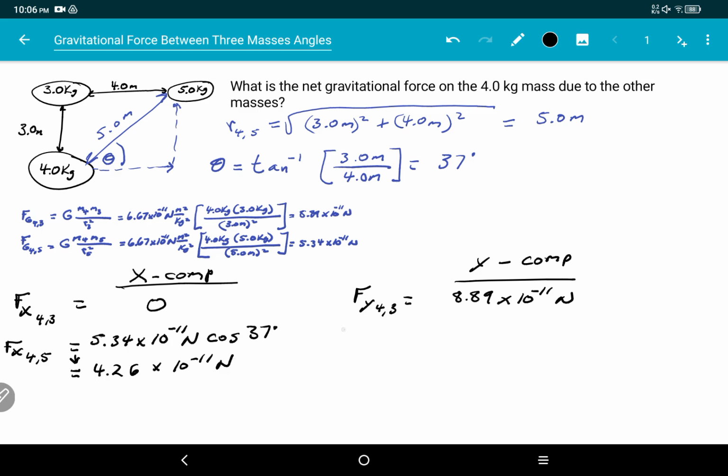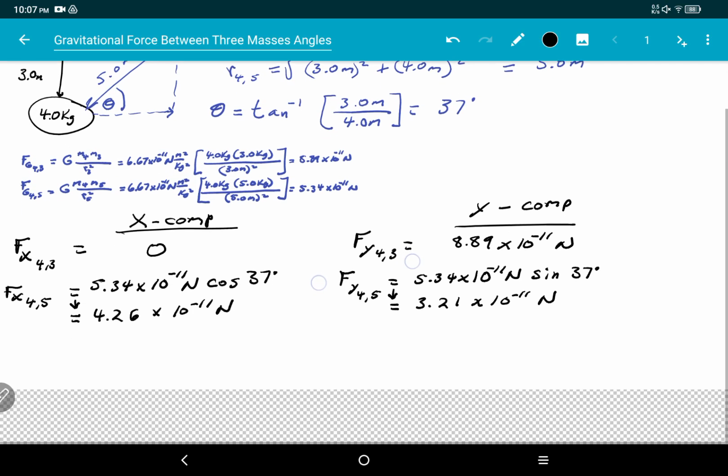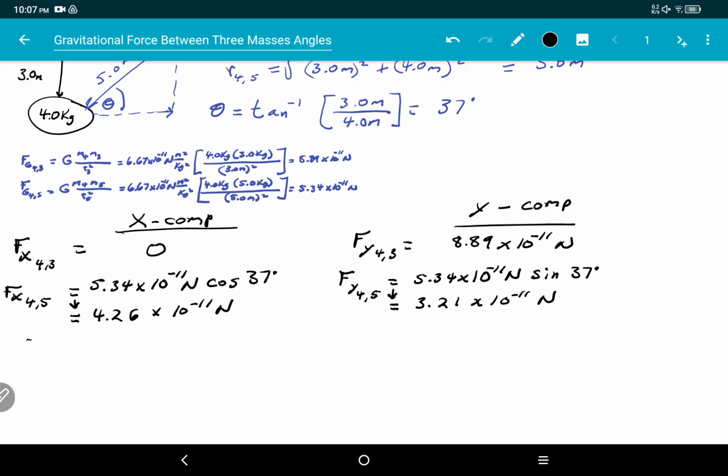All right? So now let's tackle Fy, 4 comma 5. Okay, and this will be the 5.34. And again, this is positive because it's pointing upward. Newtons sine 37 degrees. And this also will be 3.21 times 10 to the negative 11 newtons. Okay, so now we need to sum this up. I'm going to bring this up a little bit. All right, so let's sum these.